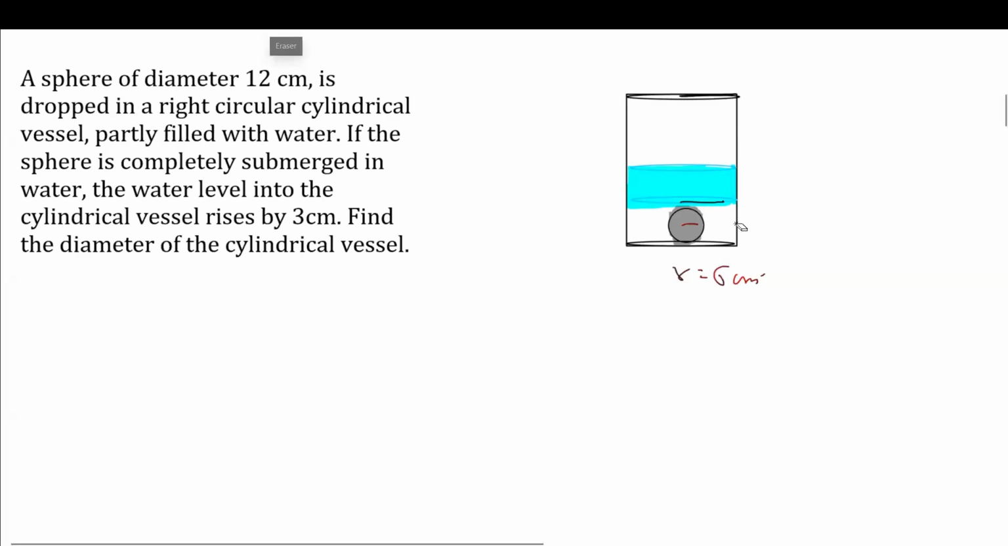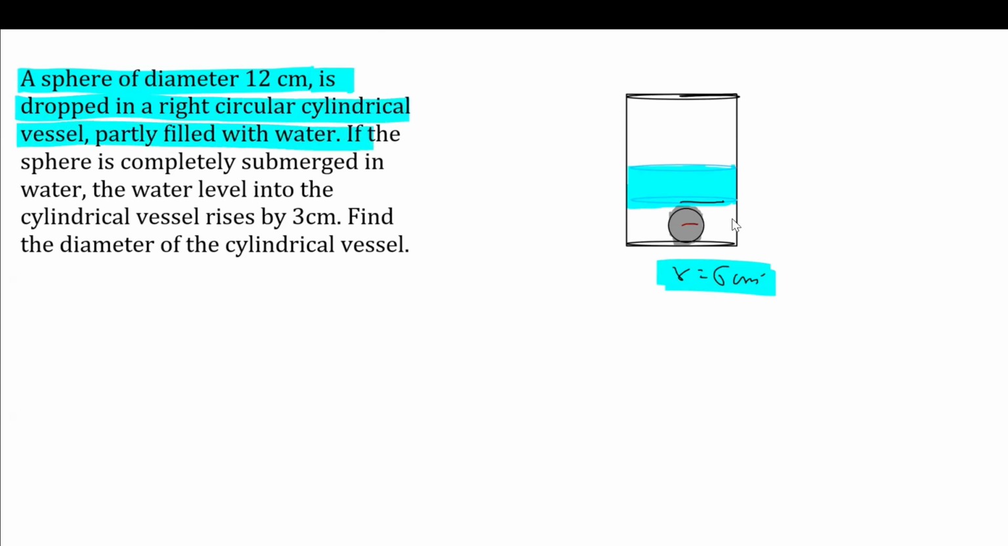Now, in the second part, very similar to the previous question, it says a sphere of diameter 12 centimeters. So we know that the radius of that sphere is 6 centimeter this time. It is dropped in a right circular cylindrical vessel which was partially filled with water. If the sphere is completely submerged in water, the level of water in the cylinder rises by 3 centimeters. So this time we know the rise in the level of water, that is H dash, as 3 centimeter. What we have to find out in this case is the diameter of the cylindrical vessel.